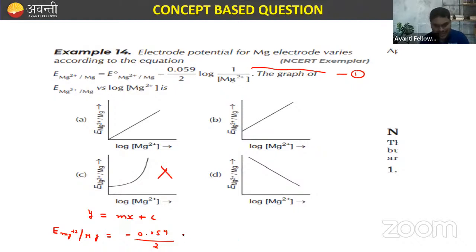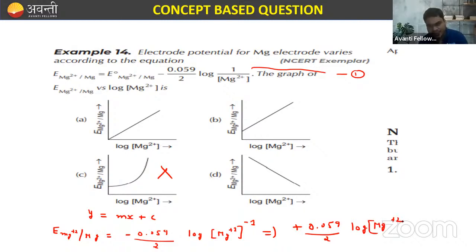How will you convert? We can write this as log Mg2+, and that is minus. So log having the property, this minus and this minus become positive. So this will become positive 0.059 divided by 2, and this is log Mg2+. And this is the concentration term, that is the intercept E naught Mg2+ to Mg.